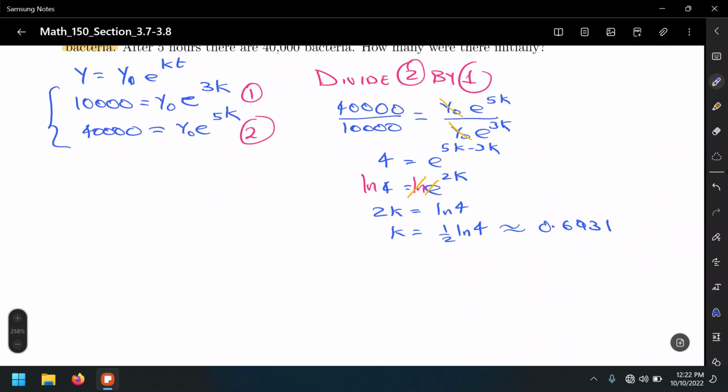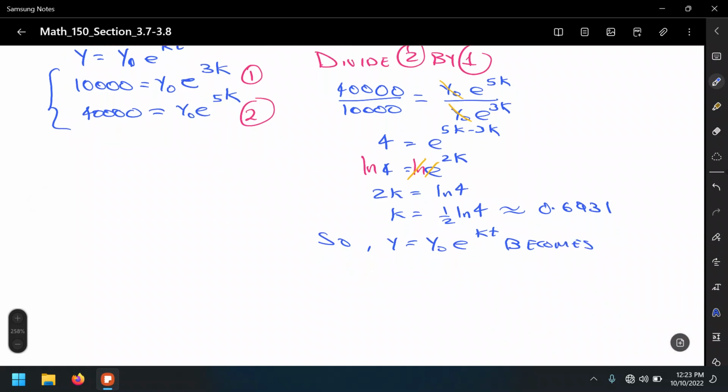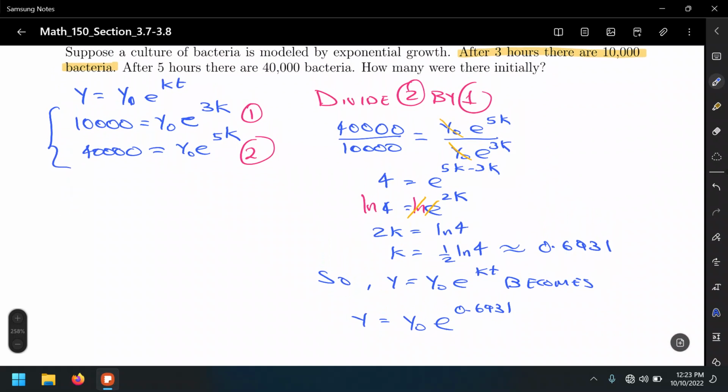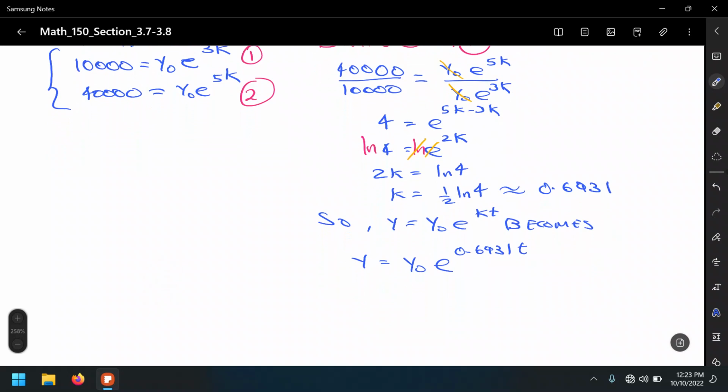So in this case, I'm going to go back to the original model. y equals y initial e to the kt becomes y equals y initial e to the 0.6931 t, right? Because that number is k. So we're going to use this model now to find how many bacteria were there initially.